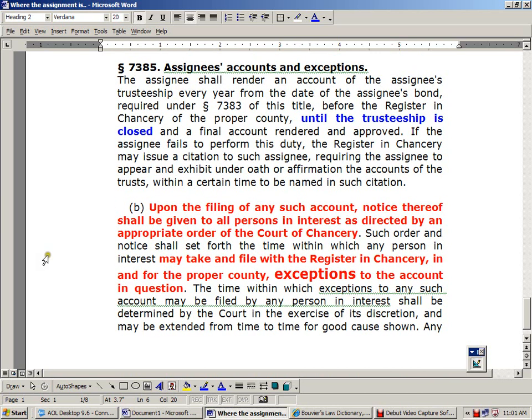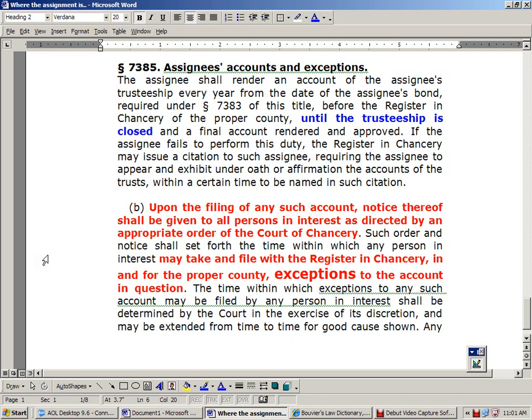"Assignees' accounts and exceptions. The assignee shall..." Now you have to remember, right? We got two pieces of paper going here, and they're both assignments. One is you assigning the deed of trust to them. The other one is them assigning a bond to you. That's yours if they can't execute the trust.